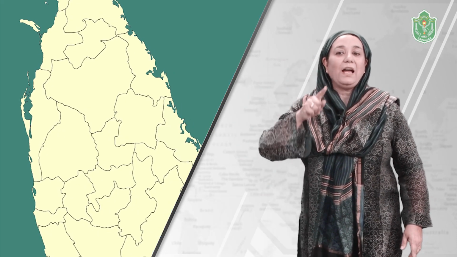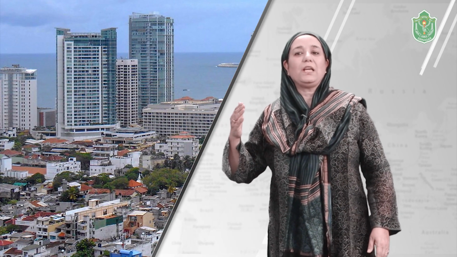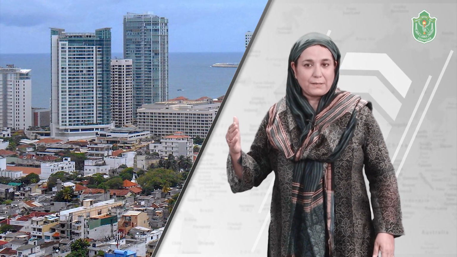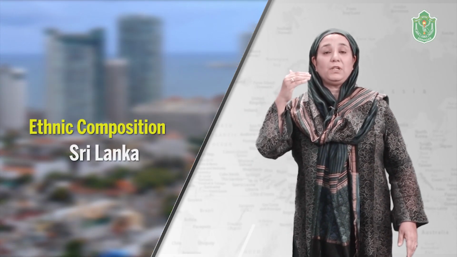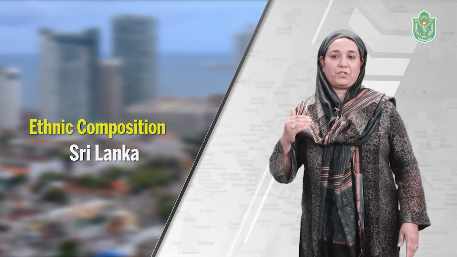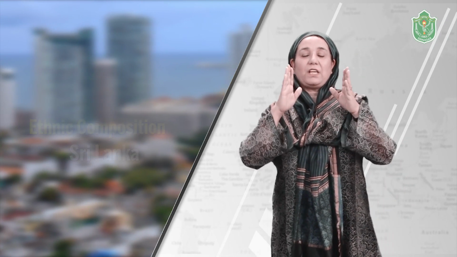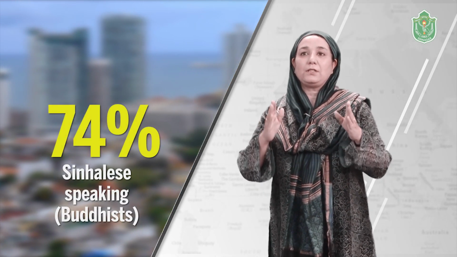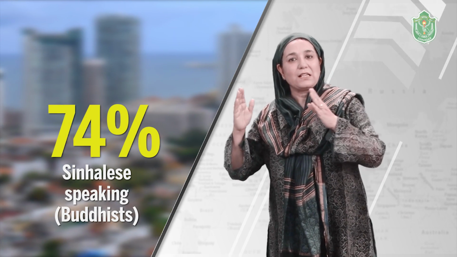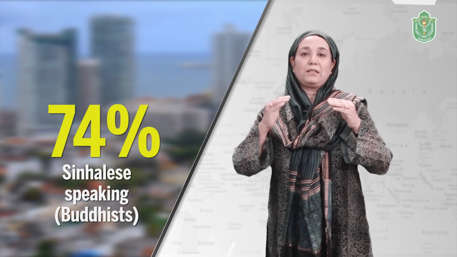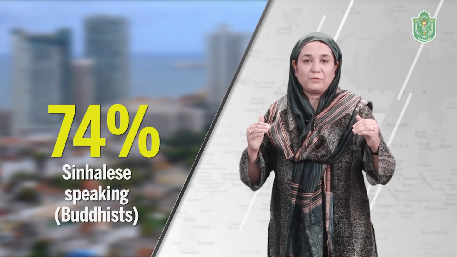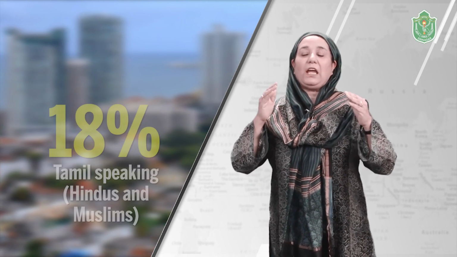Sri Lanka is an island. It is just a few kilometers away from Tamil Nadu and has a population of about 2 crores, and this population is very diverse. Let's go to the ethnic composition of Sri Lanka. Now, 74% are Sinhalese speaking and they follow Buddhism, that is, they are Buddhists.